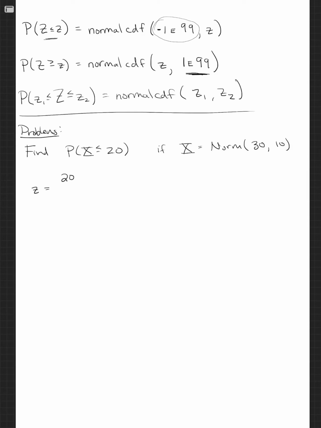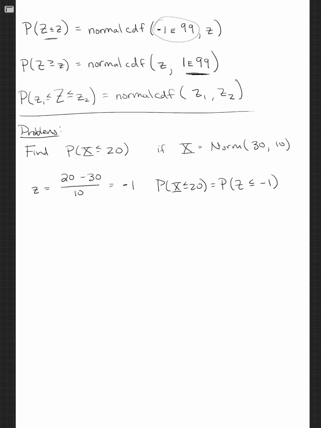we're going to translate this into the standard normal, right? So we want to figure out what z is. If x is going to be 20, the mean is 30, and the standard deviation is 10, so that's -1, right? So that tells me that the probability that x is less than 20 is equal to the probability that z is less than or equal to -1. Now, that's one I could perfectly find on my table.